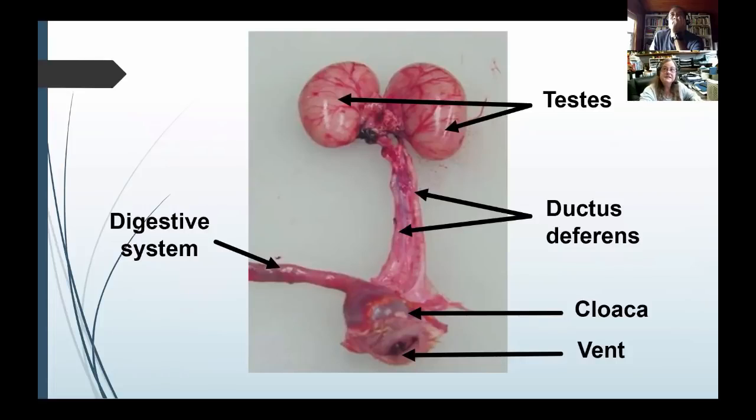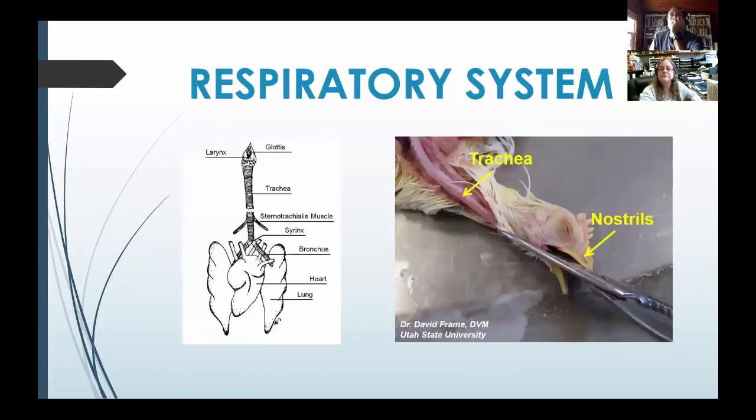The only birds that I know of that have a penis are ducks, because they mate in the water and it's important that they get penetration, and ostriches. I don't know why ostriches, but they have it.